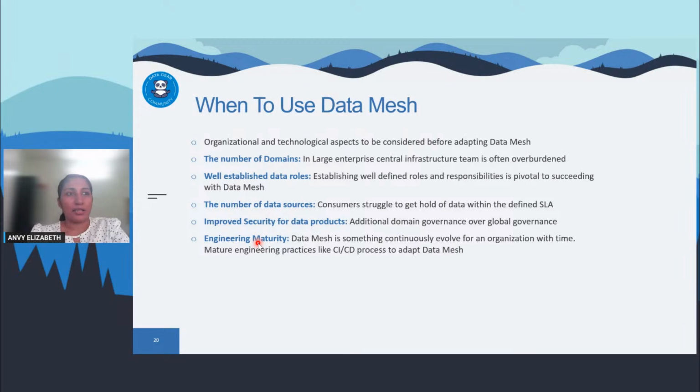And lastly, data mesh is not something we can implement very fast. Data mesh is something that continuously evolves for an organization. So if you have mature engineering practices like CI/CD processes, then adopt data mesh. It will evolve slowly. It will not evolve in a day. It has to evolve slowly in your organization. This is how you have to implement the data mesh.